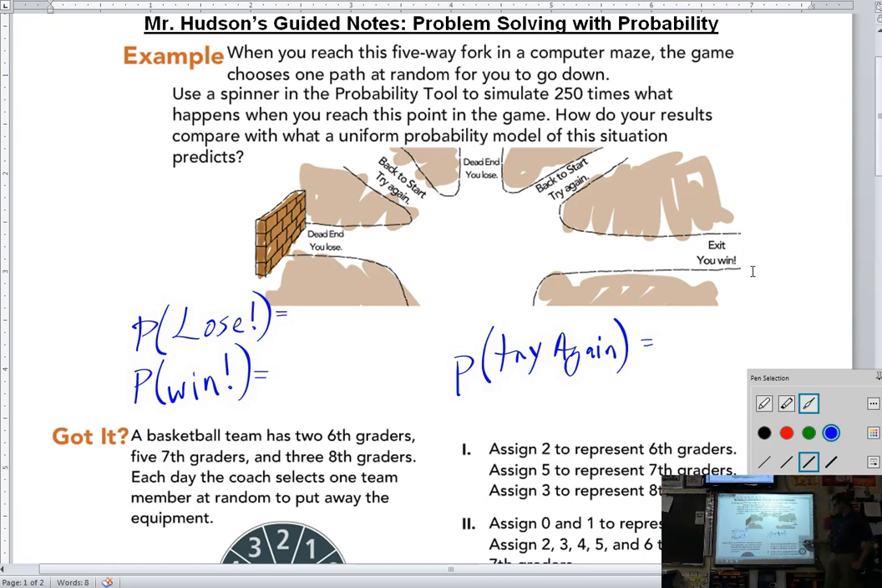Now, to determine what we expect the probability to be, if this is computerized and truly random, this should be a uniform probability model. Every wedge on the spinner should have an equal outcome. So these are like five wedges on the spinner. If I was using the Pearson lesson, it has a little spinner that says dead end, try again, and you win. Each has equally likely outcomes, but that's not true.